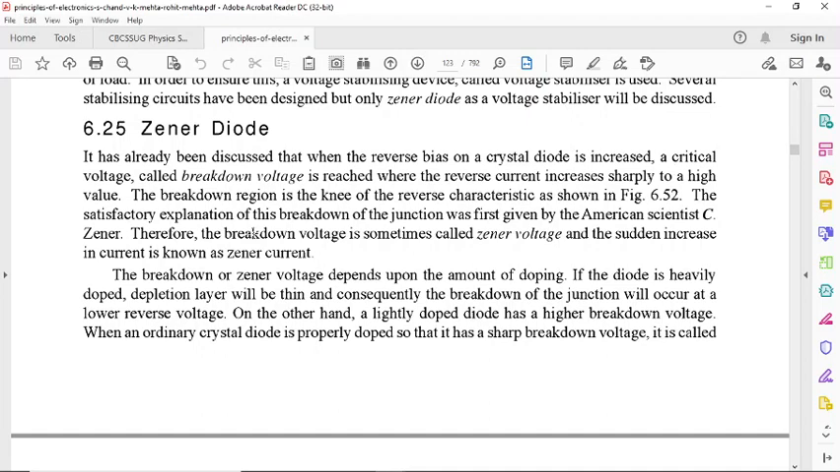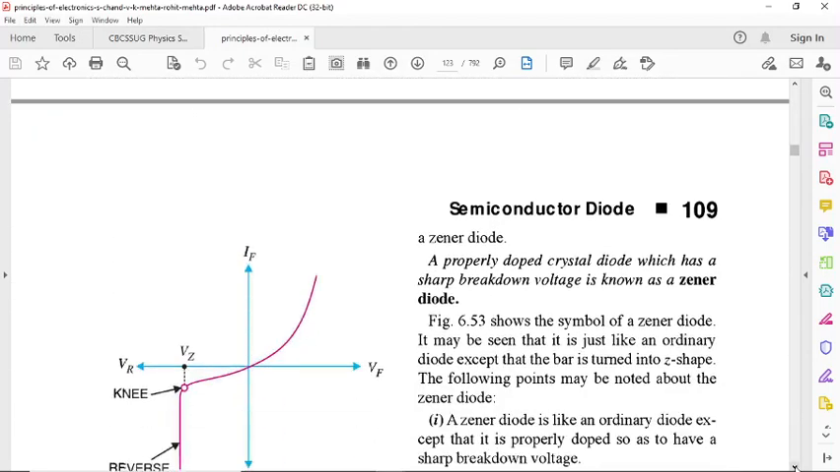The satisfactory explanation of this breakdown of the junction was first given by the American scientist Zener. Therefore, the breakdown voltage is sometimes called Zener voltage, and the sudden increase in current is known as Zener current.